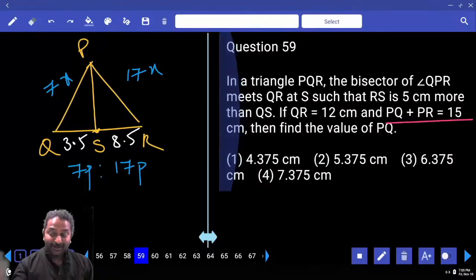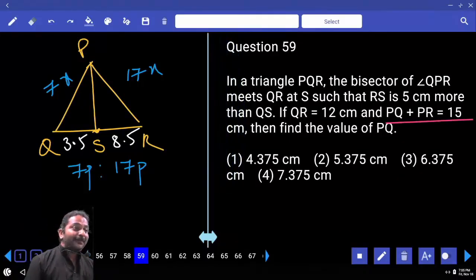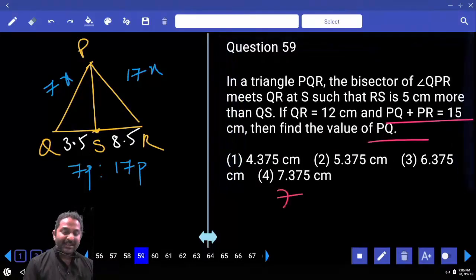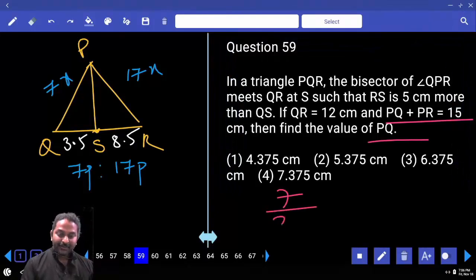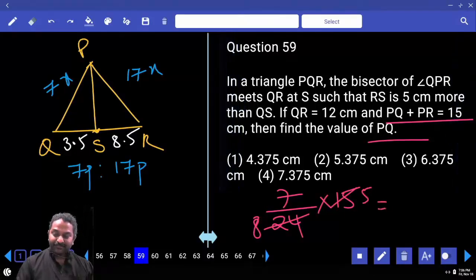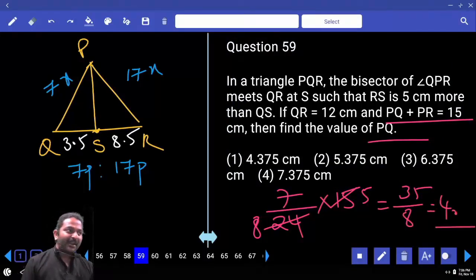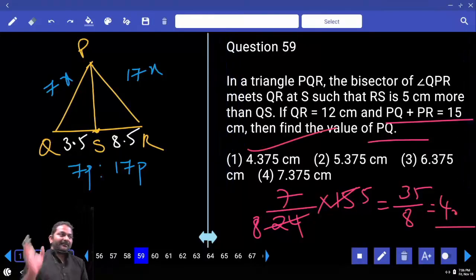And the sum of both the values mentioned is 15. We were asked to calculate PQ. PQ is equal to 7 out of 24 among 15. 3, 8 times 3, 5 times 35 by 8. 8 how many times? 4 times. 4 point something, right? How many options are there? I don't complete it. That's my final answer.